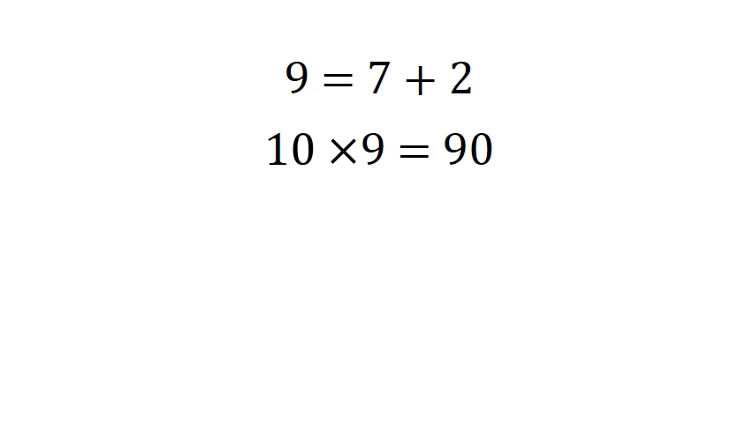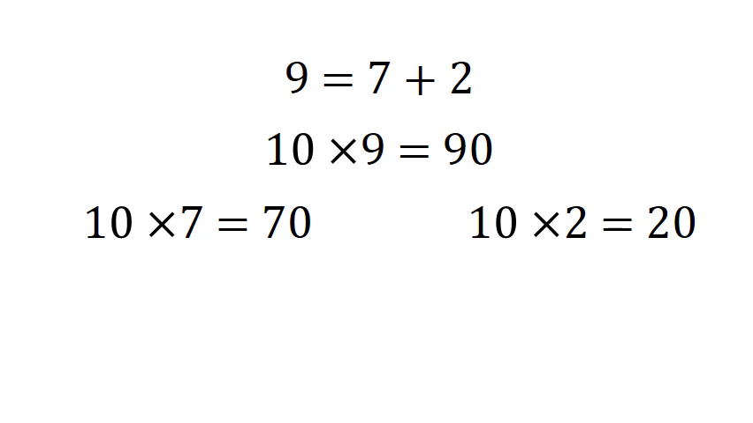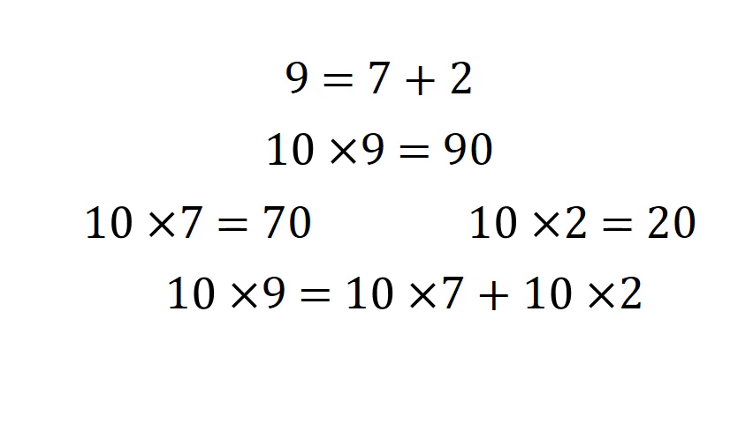To clarify the idea for you, notice that 9 is 7 plus 2. Let's multiply 9 by 10, we will get 90. 7 by 10, we will get 70. And 2 by 10, we will get 20. 90 is 70 plus 20. And 9 is 7 plus 2. So 10 times 9 is the same as 10 times 7 plus 10 times 2. This is the property of distribution.